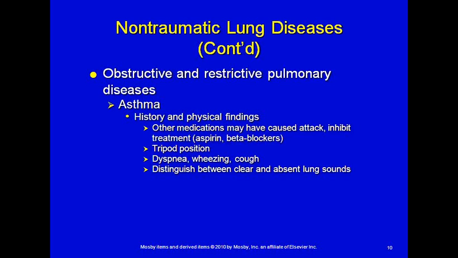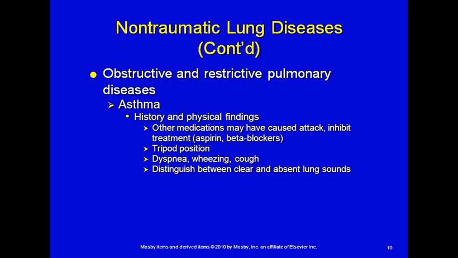If you've got a person sitting up in the tripod position, leaning forward, head in the sniffing position as well, you know that they're extremely short of breath. They're going to have difficulty breathing. You can sometimes hear the wheezing as you walk into the room. They're going to have a cough, but the mucus that they cough up is extremely thick and very difficult to clear.